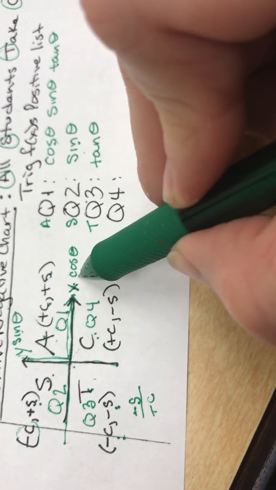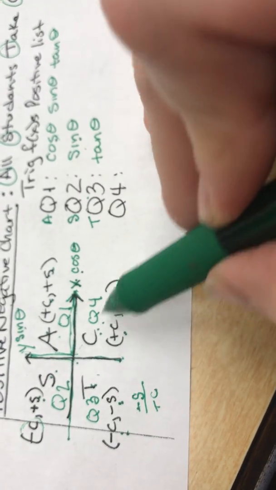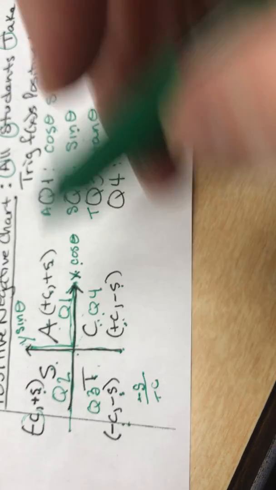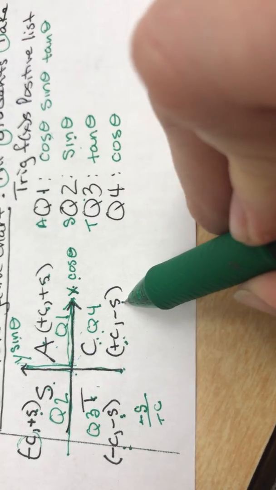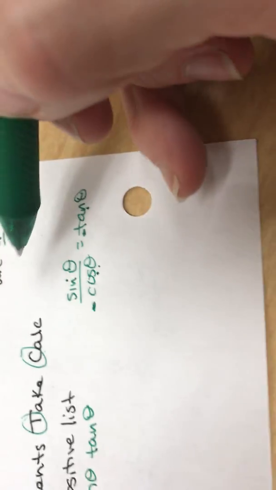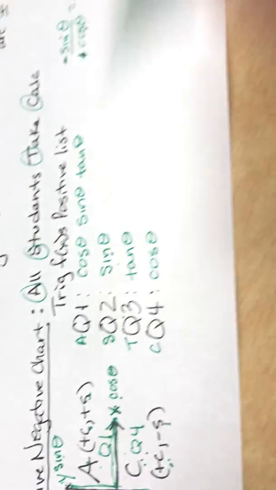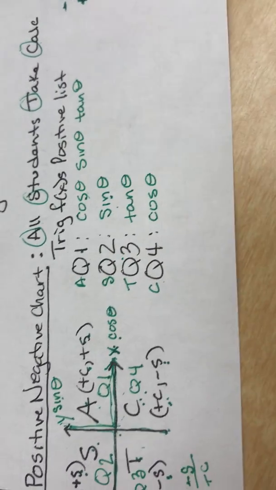Right on the x is a positive cos. Down on the y is a negative sine to get into this quadrant. So cosine is positive. Sine is negative, which brings me back to this. If sine is negative and cosine is positive, then I'm still going to get a negative tangent. So only cosine is positive. That's where your all students take calc comes from. Okay?